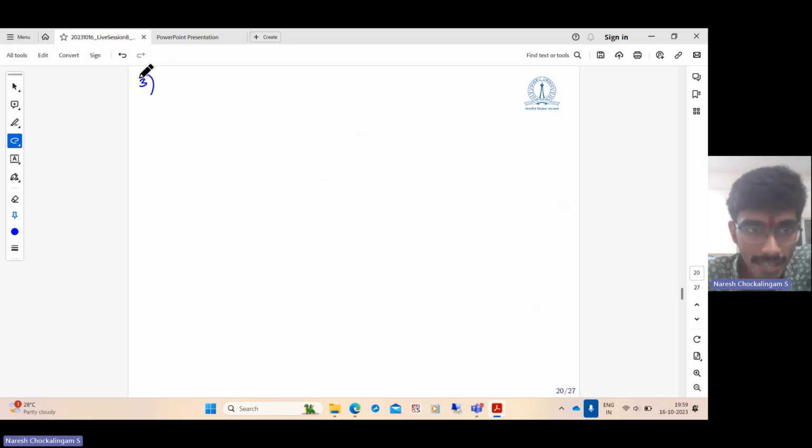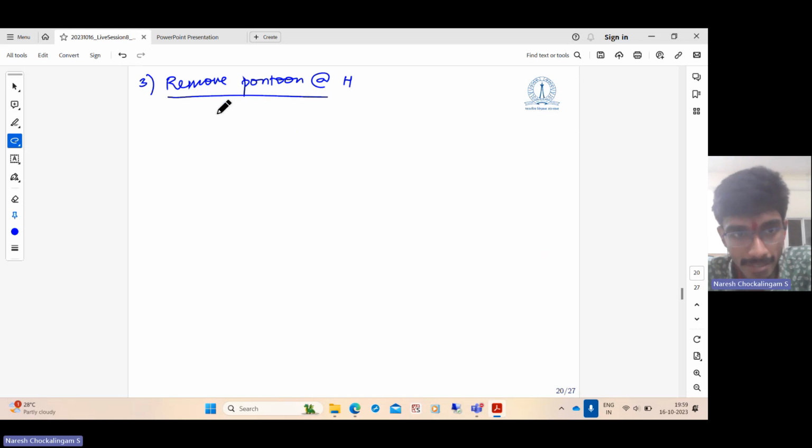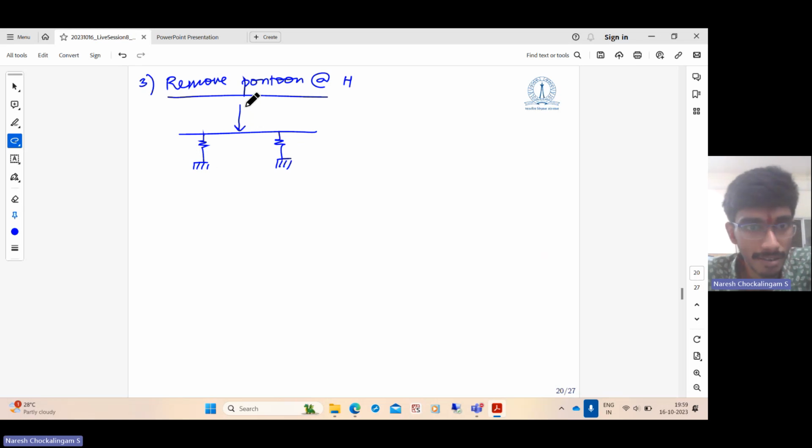So in the first case, we are asked to remove the pontoon at H. So this itself is a primary structure. We know that this is statically indeterminate to the first degree. By removing one redundant force at H, the structure you get is something like this. There is a concentrated force. Let the force be F.